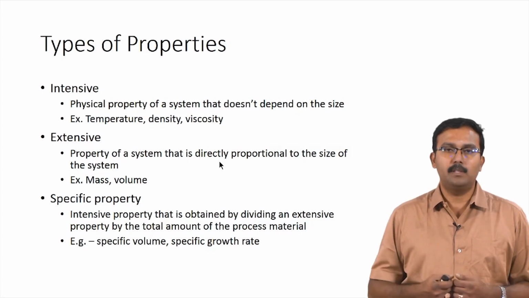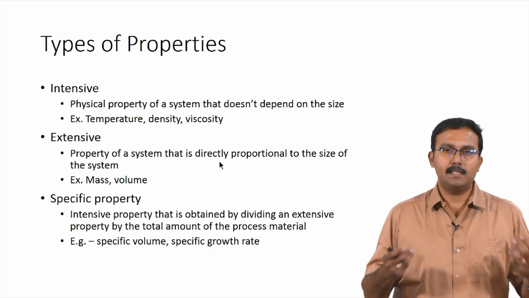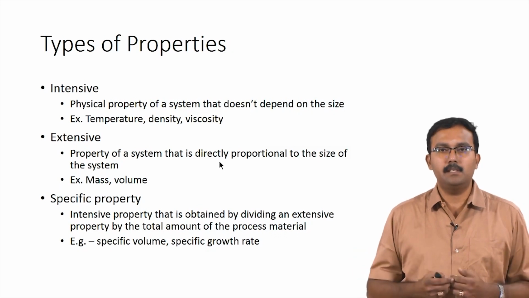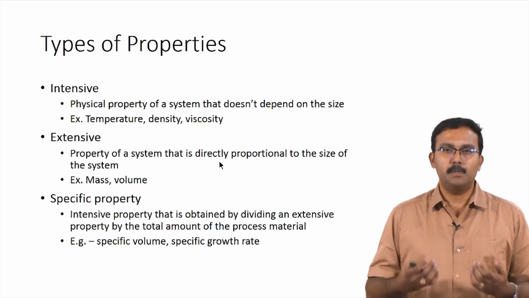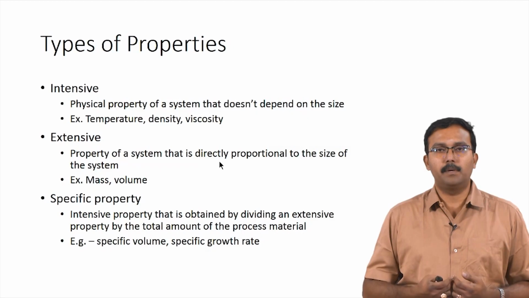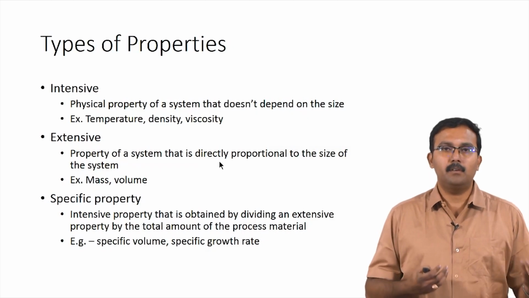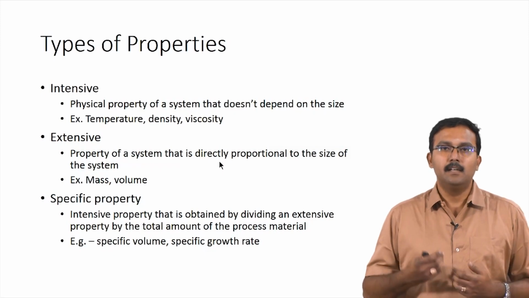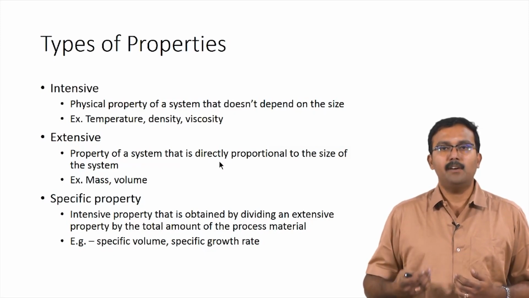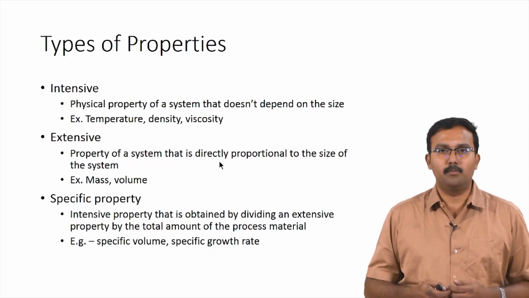Specific volume is also the same. Volume, which is an extensive property, depends on the size of the system. When you divide this volume by the mass, you get specific volume, which is a specific property, that is an intensive property. So, specific volume is actually the inverse of density. As density is an intensive property, specific volume is also an intensive property.